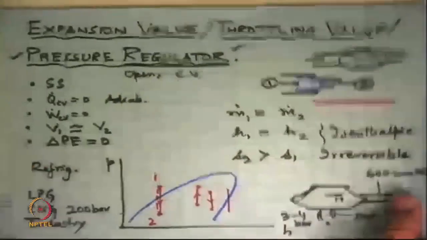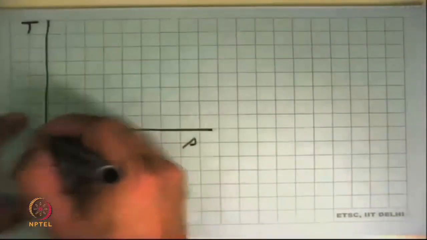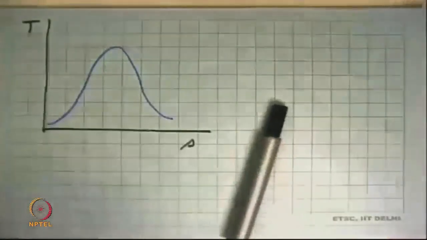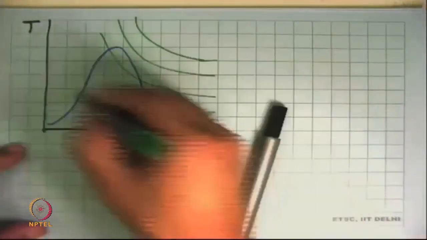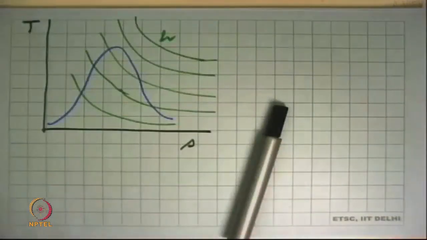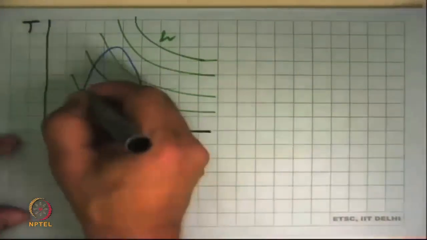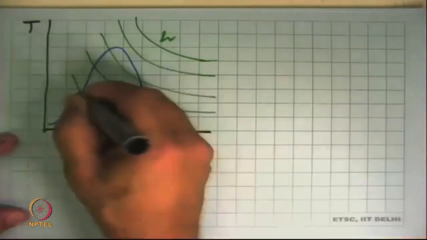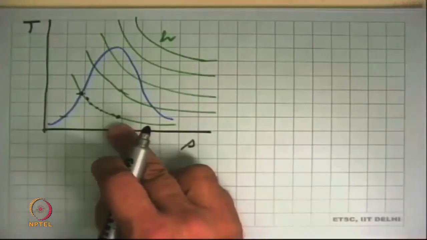So if I have to show this on a TS diagram, and the saturation dome is say somewhere there, the constant enthalpy lines run like this. These are constant enthalpy lines. So the throttling process, which looks like a straight line on the pH diagram, say between this pressure and this pressure, will actually follow a path and come finally to this state. So this would be the throttling on the TS diagram in the case of the refrigerator.